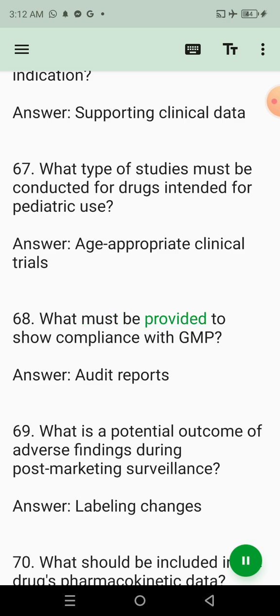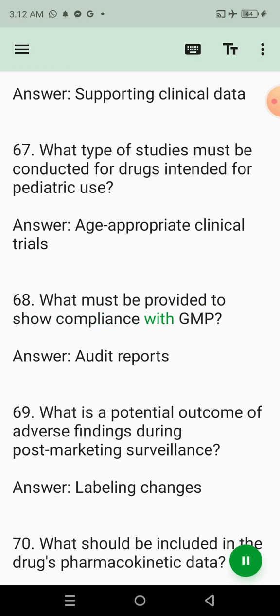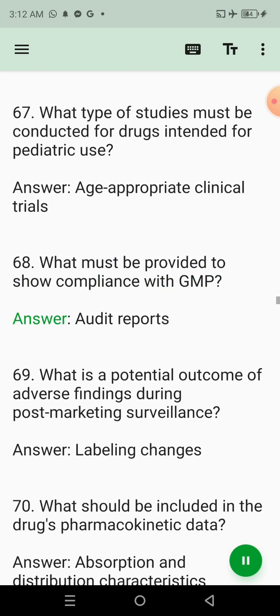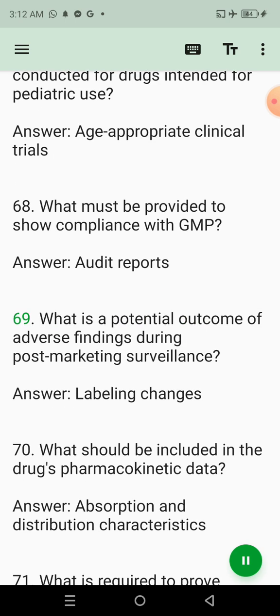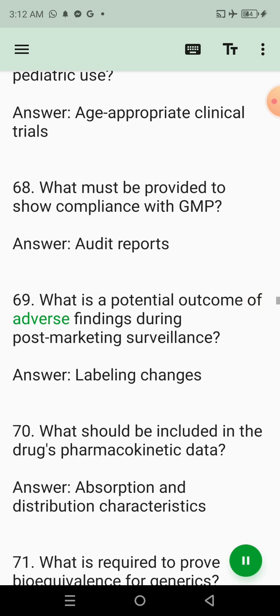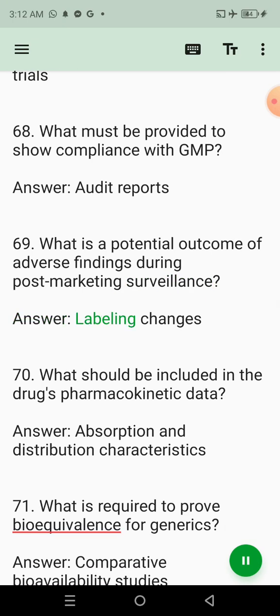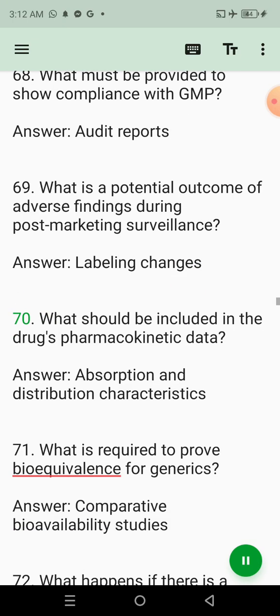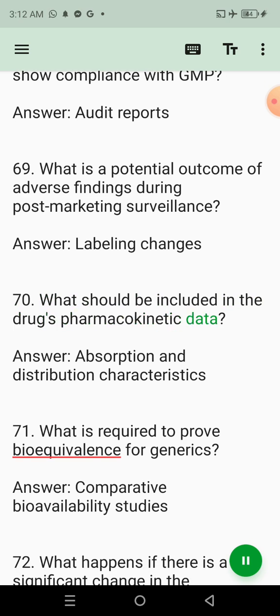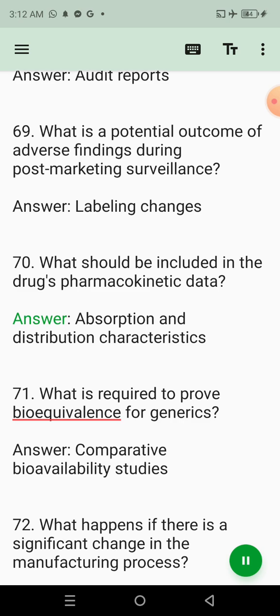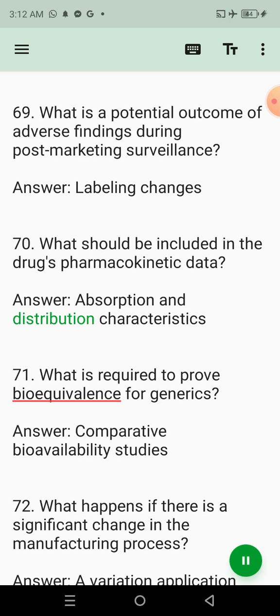68. What must be provided to show compliance with GMP? Answer: Audit reports. 69. What is a potential outcome of adverse findings during post-marketing surveillance? Answer: Labeling changes. 70. What should be included in the drug's pharmacokinetic data? Answer: Absorption and distribution characteristics.